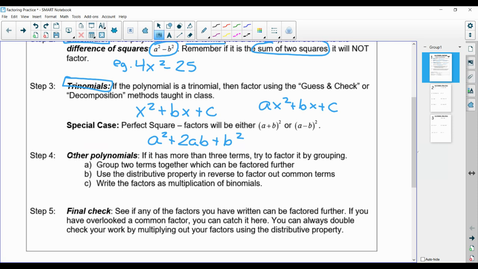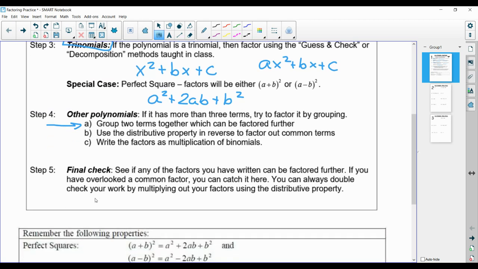But if we come across four terms, which is one that you might see, then we're going to factor by grouping. And so factoring by grouping means that you're going to draw brackets around the first two terms, draw brackets around the second two terms, put a plus sign in between, and we're going to essentially common factor twice. And so again, you'll see an example coming up shortly.